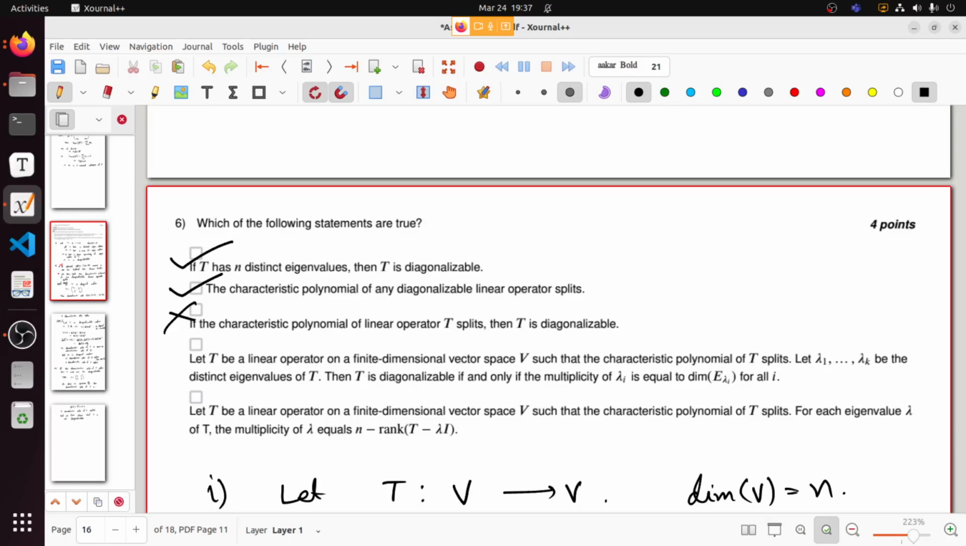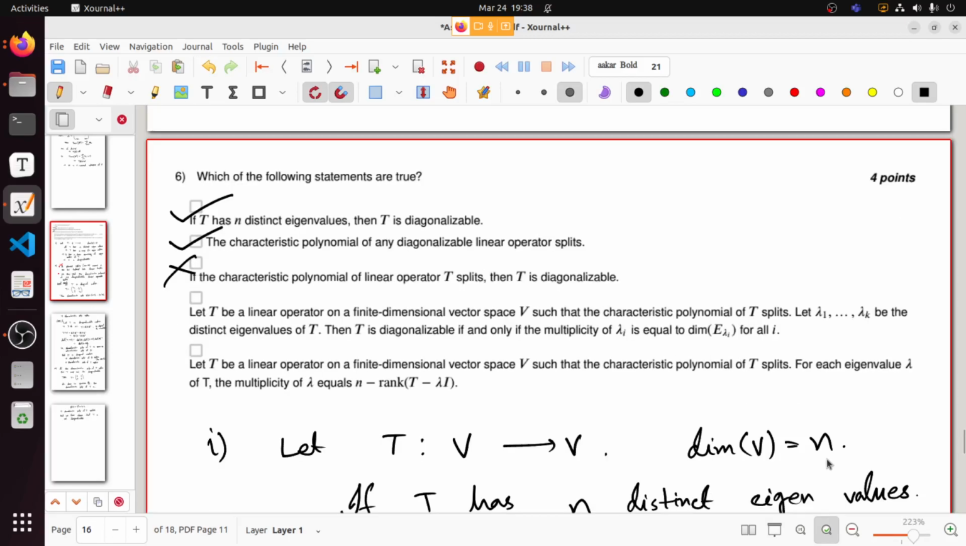Now what is option number 4? This is a big option. Let T be a linear operator on a finite dimensional vector space V such that the characteristic polynomial of T splits, and lambda 1, lambda 2 up to lambda k be the distinct eigenvalues of T. Then T is diagonalizable if and only if the multiplicity of lambda i is equal to the dimension of the eigenspace E lambda i for all i. So it's saying that T is diagonalizable if and only if the multiplicity of the eigenvalues is the same as the dimension of the eigenspace. So this is true.